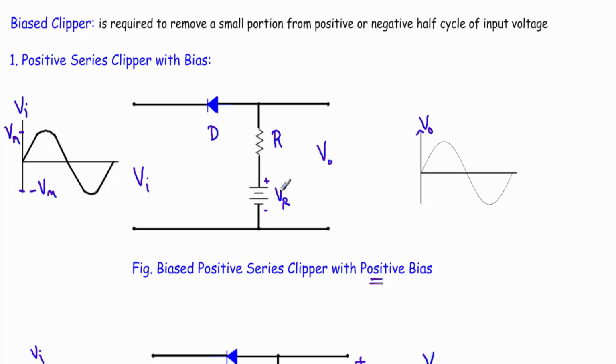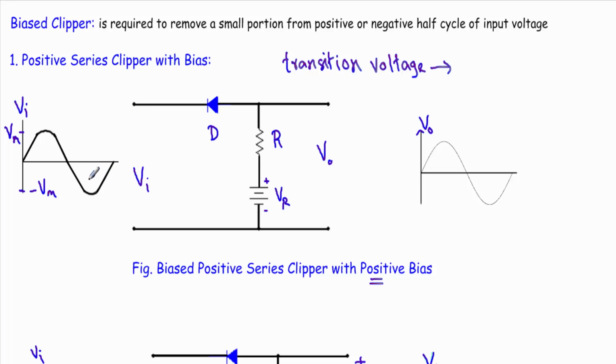When we have to analyze a circuit with a bias voltage VR, at first we have to indicate the transition voltage in the input. Transition voltage means that on one side of it the diode will be on and on another side the diode will be off. So at first let me indicate our transition voltage.